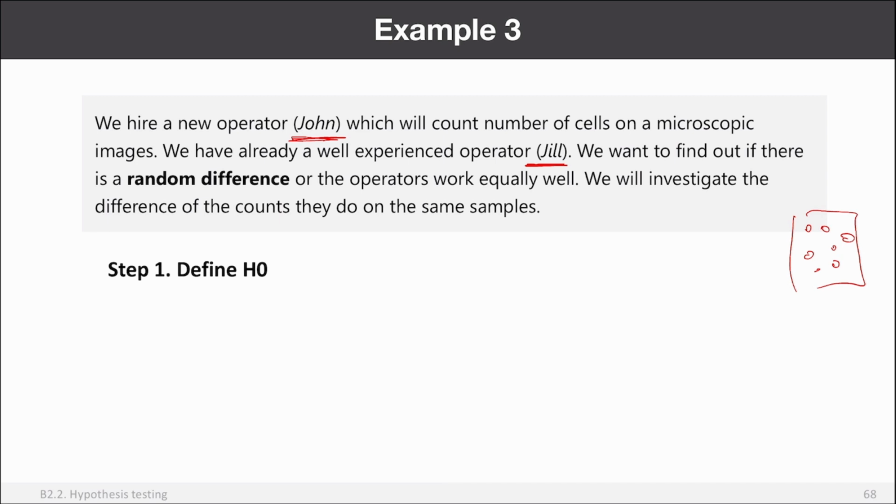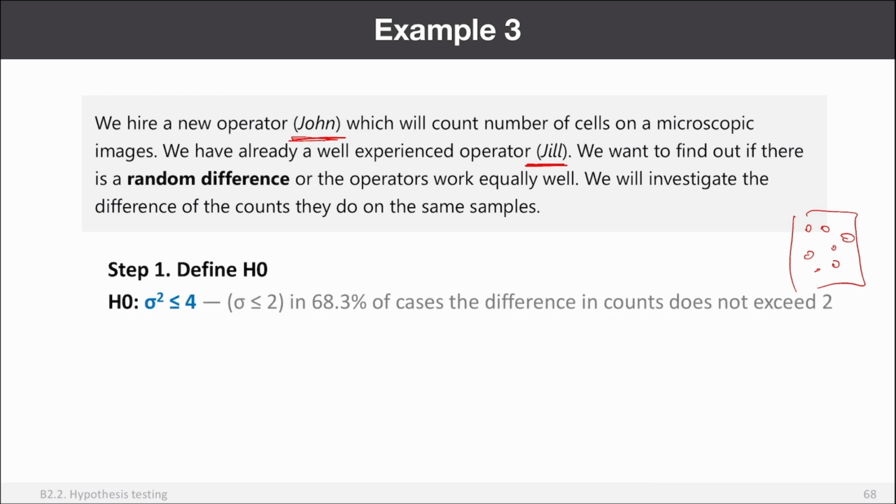Can we be sure that the counts from John will not be different from the counts from Jill by more than, for example, 2 cells in 68% of the cases, right? So it means that we need to make a test for variance, because that's exactly what tells us about deviations, about variations, right, about variability of the results. And my null hypothesis in this case is that the variance of the differences will not exceed 4. So it will be 4 or smaller. You remember that it corresponds to a standard deviation of 2 or less.